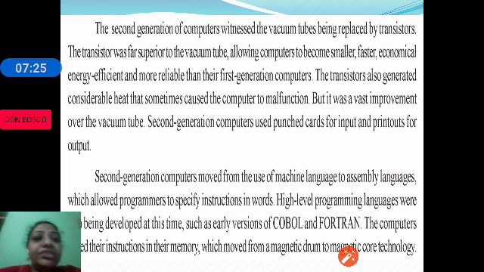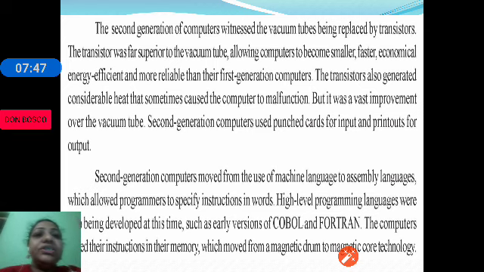In second generation computers, high level languages such as COBOL and Fortran were introduced. Second generation computers used magnetic core memory rather than magnetic drum memory for storing information. So this is about second generation computers.